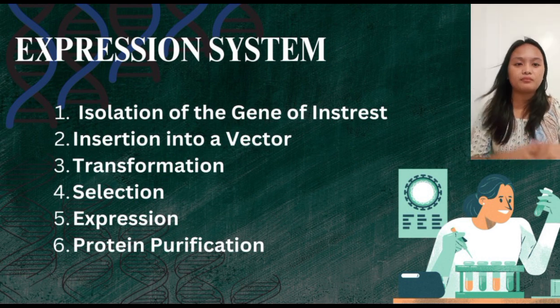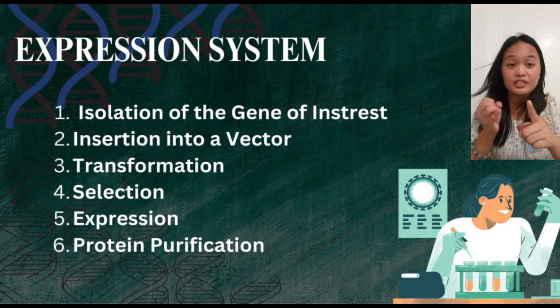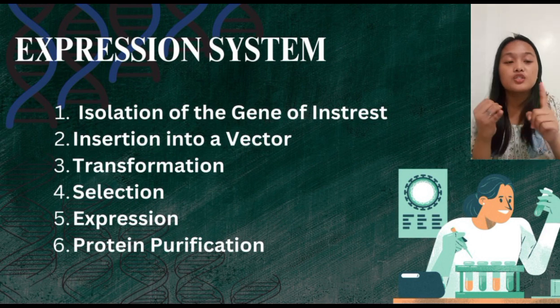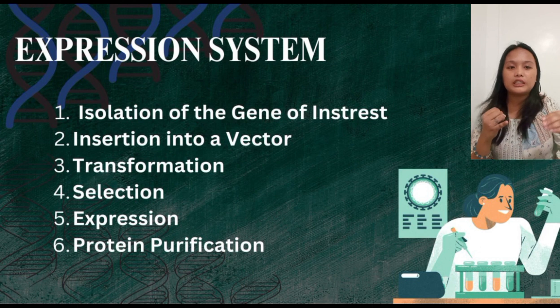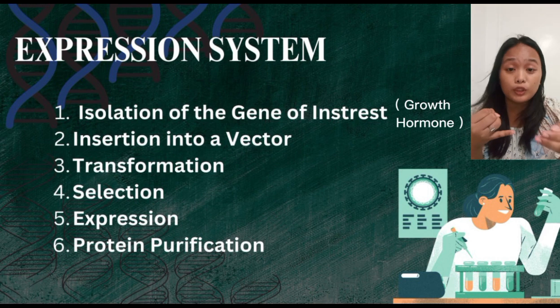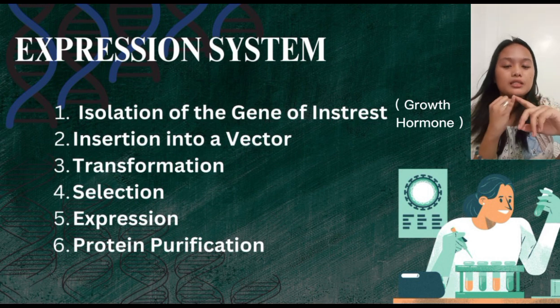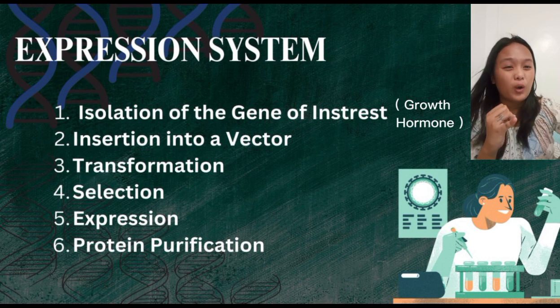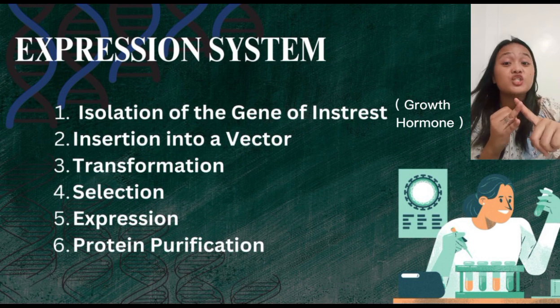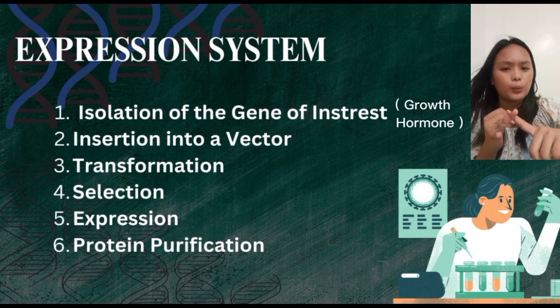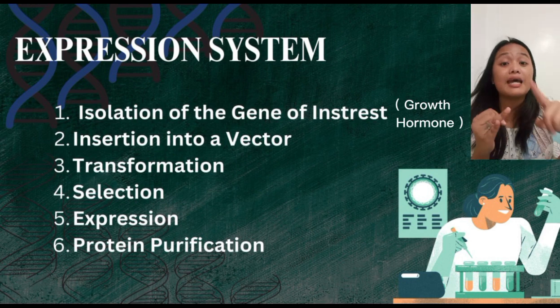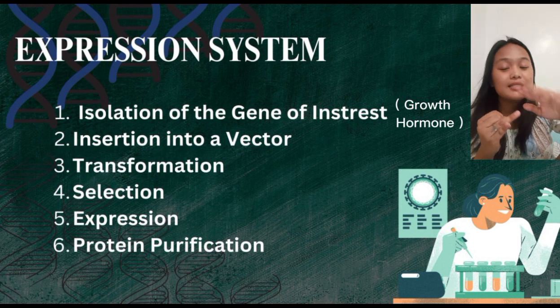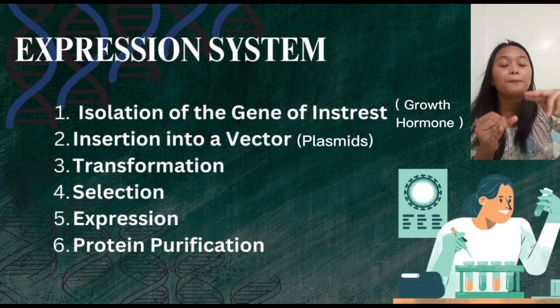The first is isolation of the gene of interest. Our gene of interest is growth hormone. So in step 1, we isolate the growth hormone gene that we will use. Step 2 is insertion into a vector. This growth hormone gene is then inserted into a plasmid. The vector we will use is a plasmid, a small circular piece of DNA found in bacteria.